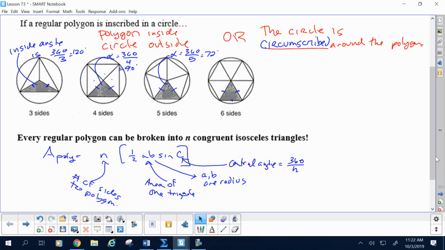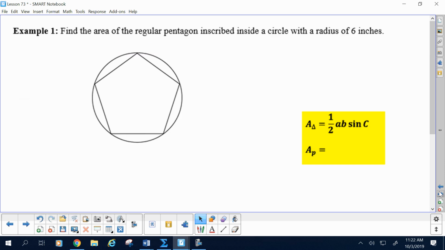They might say the radius of the circle is 17, and then they are giving you A and B. They'll be the same. They will be the same because it's an isosceles triangle you're always working with. All right. So if I said find the area of the regular pentagon inscribed inside a circle with a radius of 6 inches, then the radius is here. The angle between them is what?